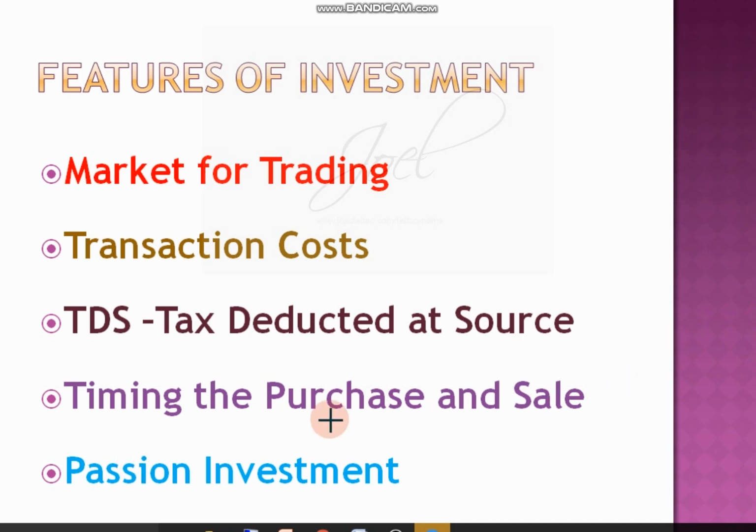Next we will see timing of purchase and sale. Whenever you are buying and selling products, your timing is very important. When there is demand, at that time you can sell. Where there is less demand, at that time you purchase. So purchase and selling is based on a particular timing. When you can make more profit, at that time you can purchase. When you can make more profit, at that time you can sell. When you are getting it at a cheaper cost, at that time you have to buy. So that is the concept.